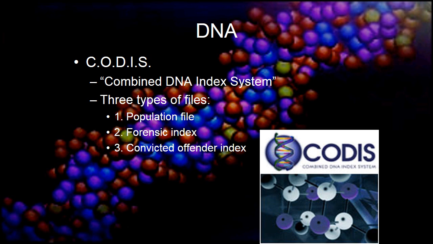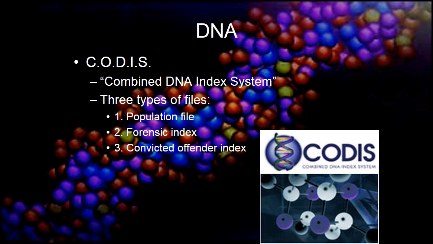CODIS is simply the AFIS for DNA. So if you have DNA profiles in the CODIS file, you can compare a sample you collected at, say, a rape scene to the CODIS database and see if any convicted rapist was involved in that crime. So it breaks down the DNA profiles where you can input them into a computer system. And there's a population file that is used for general building the population of the database and making it more accurate. There's a forensic index, and those are unknowns.